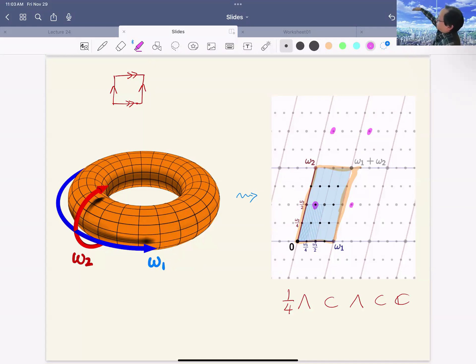So this blue part of the parallelogram really is the surface of this torus. And so all these 4 points correspond to the same point on the torus, because they are periodic. So these are considered to be the same point on the torus.